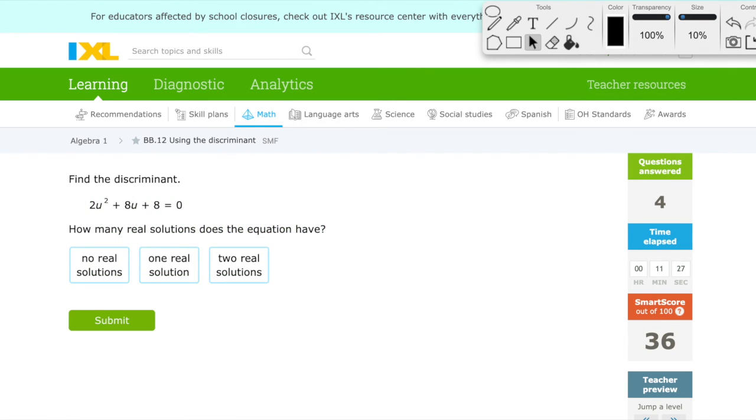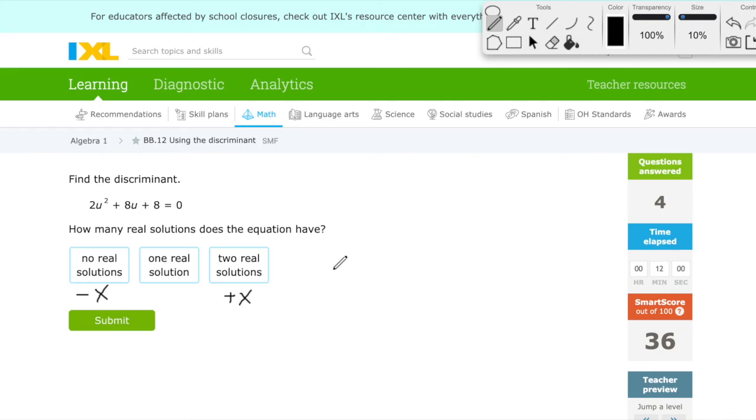Alright. How many real solutions does this have? So this is probably the last type of problem we'll look at. So we said no real solutions happens when you find that discriminant and you get a negative number. So let's put negative x, let's say, or something like that. A negative number for the discriminant, that's no solutions. A positive number gives you 2.